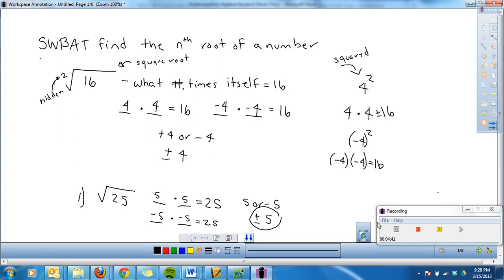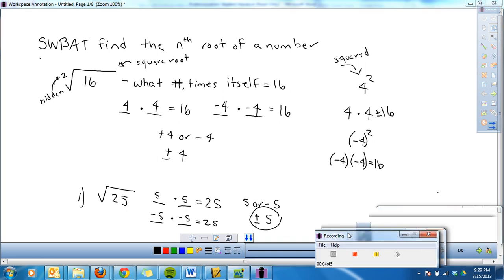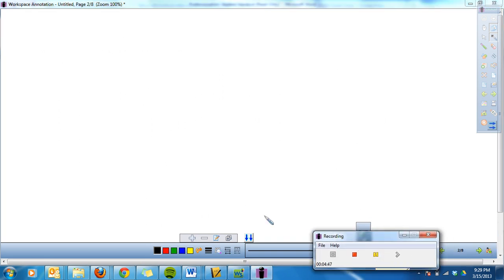Alright, let's talk about another kind of root that can exist, and that is a cubed root. So a cubed root looks very similar, but slightly different. It's going to look something like this. The cubed root of 27.